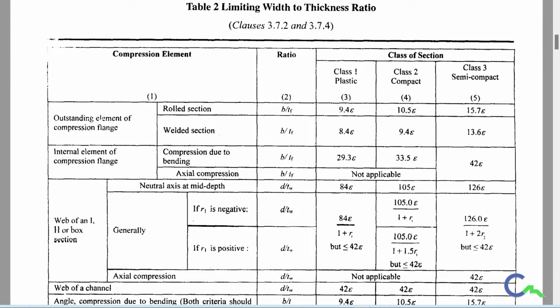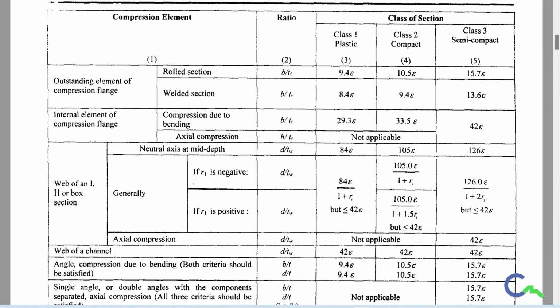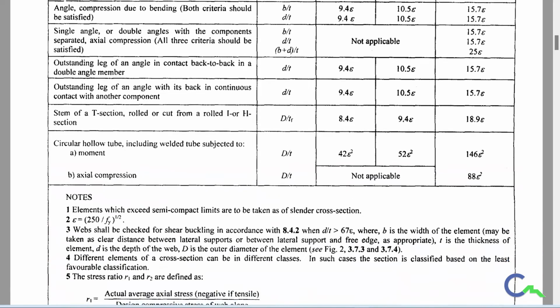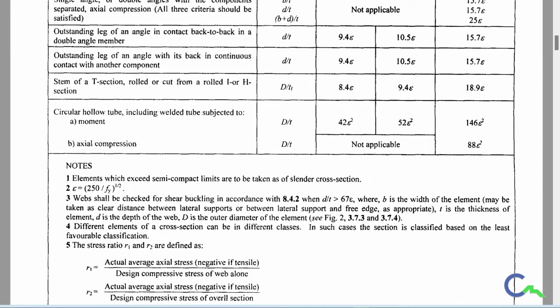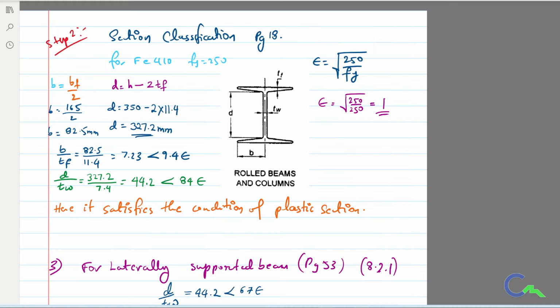For the web, neutral axis at mid depth. For the I section, we know that the neutral axis is at mid depth. You can see here row number 5, D by TW value should be less than 84 epsilon. So these are the two basic conditions for a plastic section. Let us see what that epsilon is. If you come to the note, epsilon is nothing but root of 250 divided by Fy. So it is nothing but 1 in our case.